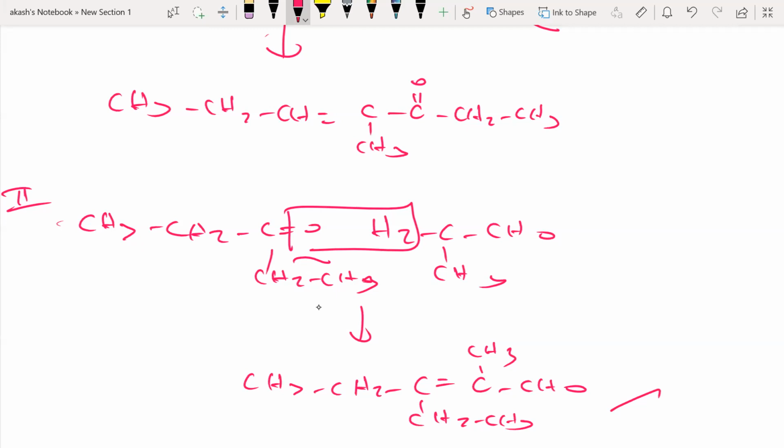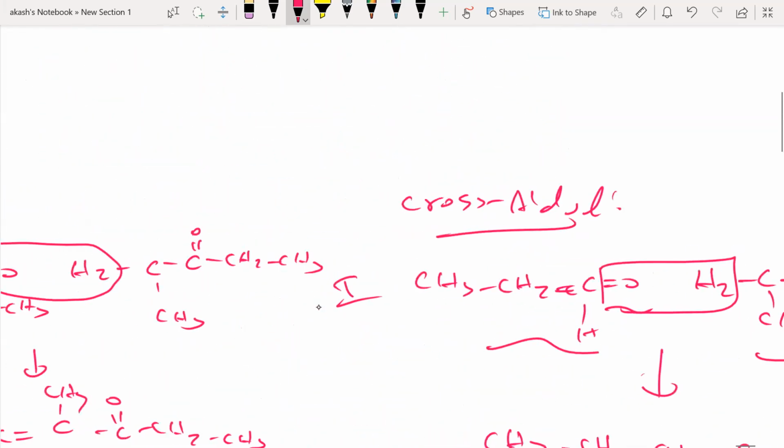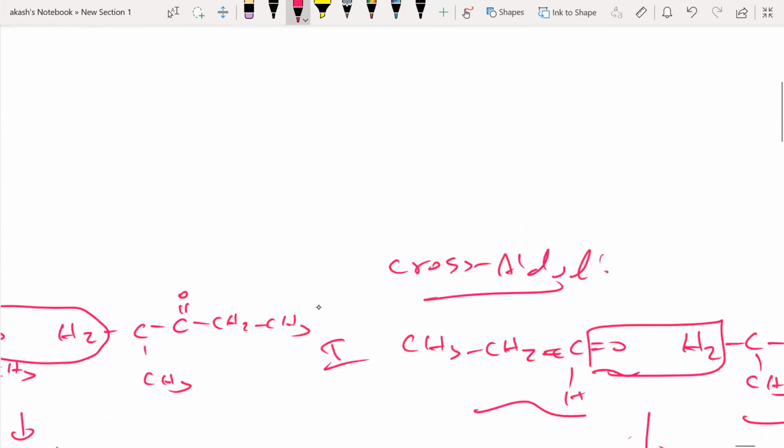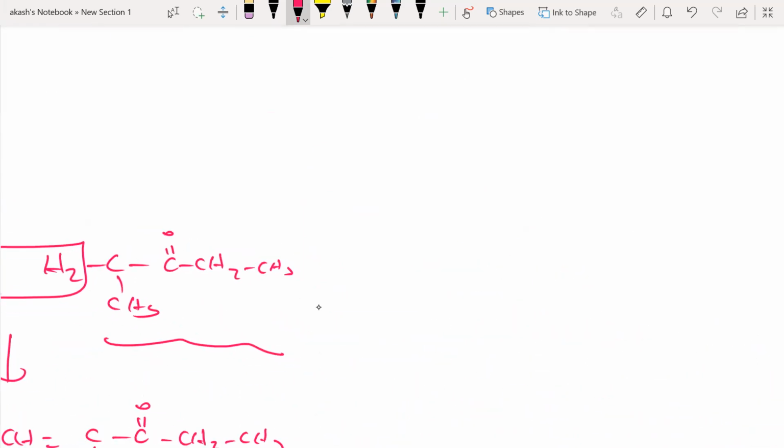Okay, very simple. Self-aldol, 2 products; cross-aldol, oxygen from one, hydrogen from one, and again vice versa. Hydrogen from the other one, oxygen from the next one. Like that, you'll be able to get 4 products. Okay, right? So that is about your cross-aldol. Okay, now there is another, what is the time? Okay, we have 10 more minutes.